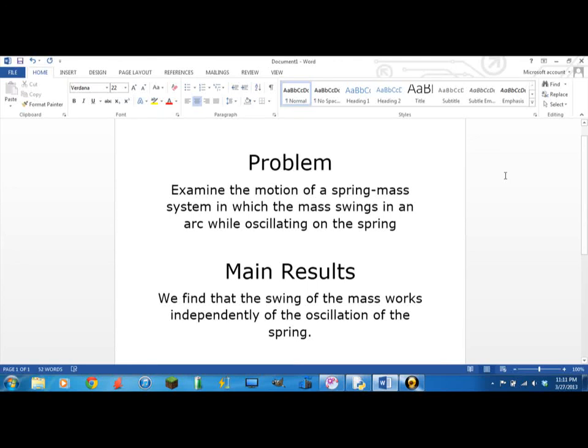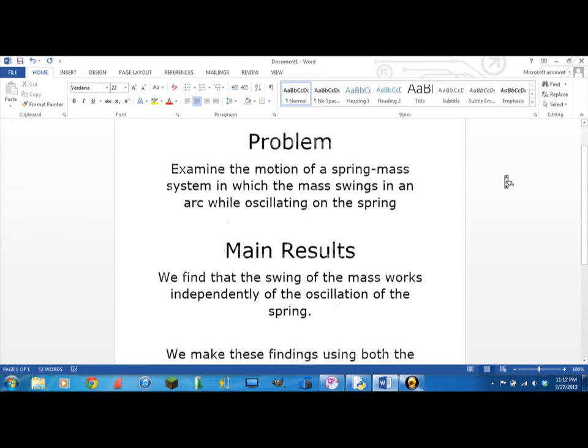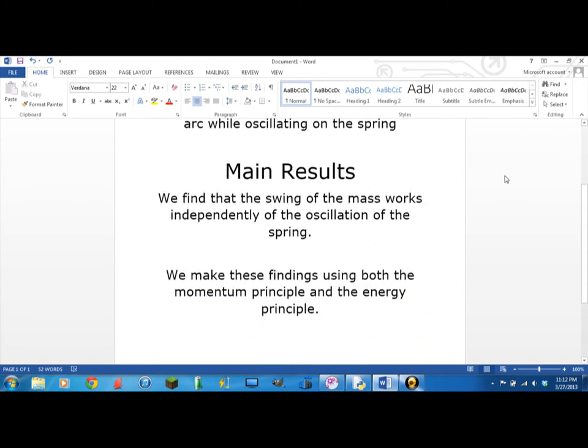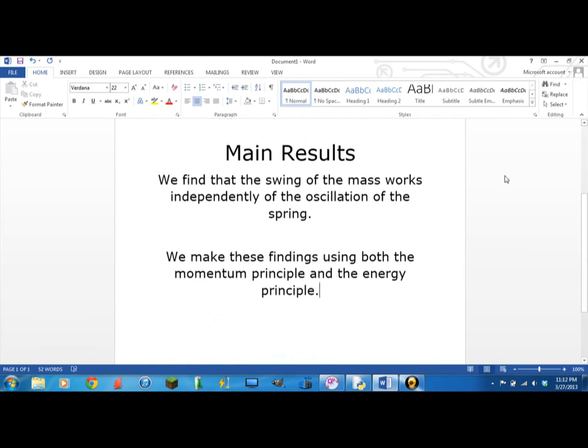This is Lab 9 for Physics 2211. Our main problem is to examine the motion of a spring mass system in which the mass swings in an arc while oscillating on the spring. In our main results, we find that the swing of the mass works independently of the oscillation of the spring. We make these findings using both the momentum principle and the energy principle.